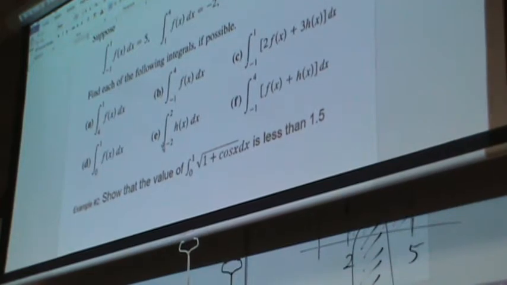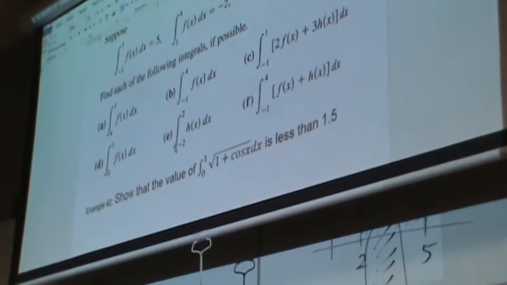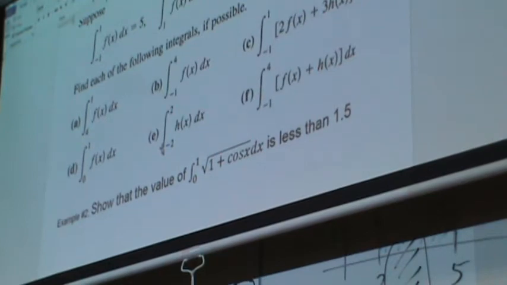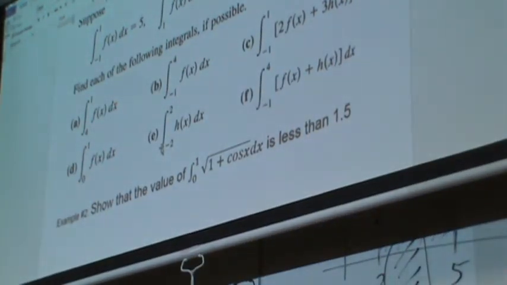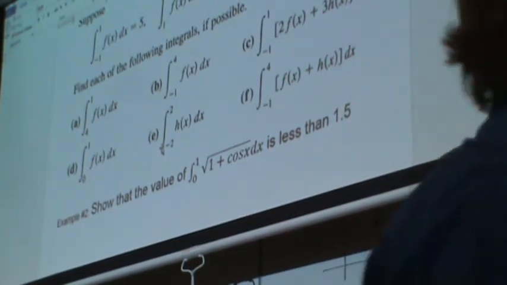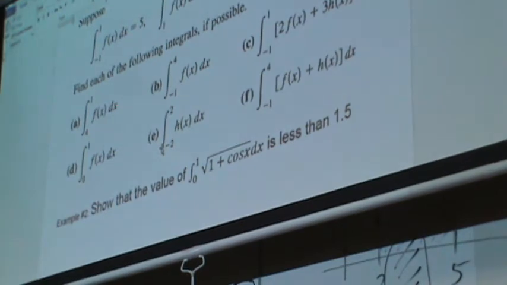How do I know that the integral of the square root of 1 plus cosine x dx from 0 to 1 has to be less than 1.5? How would I know that? Because after 1.5, this cosine becomes a negative number. Hey, you're on the right track. You're looking at cosine x, trying to figure out what values cosine of x could take on. That's the right way to do it. How large? Go ahead, Chris.